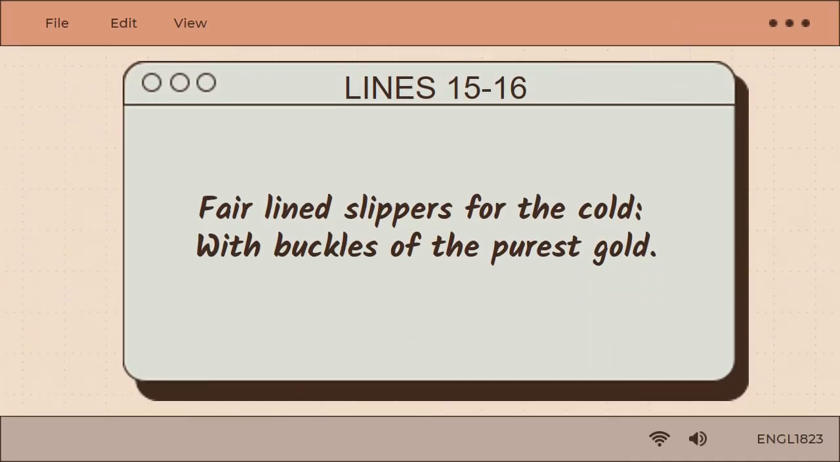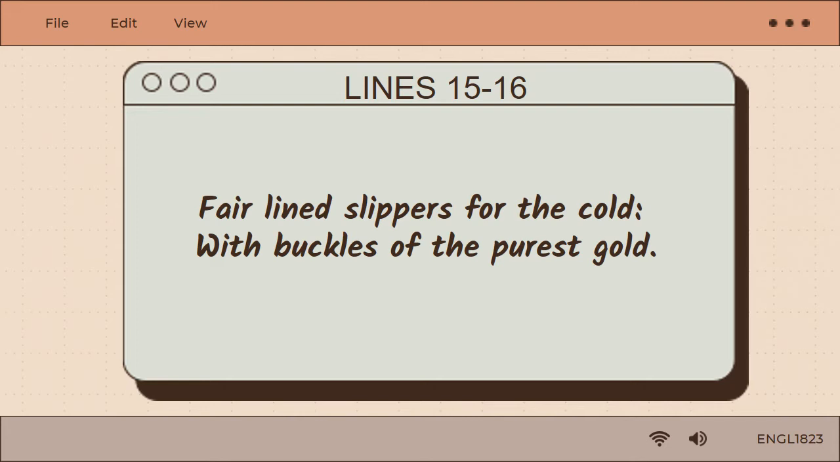Let us now move forward to lines 15 and 16. Fair lined slippers for the cold, with buckles of the purest gold. In lines 15 and 16, our speaker is still in blazon mode. We have fuzzy slippers to keep toes warm and toasty in the winter, complete with snazzy gold buckles.